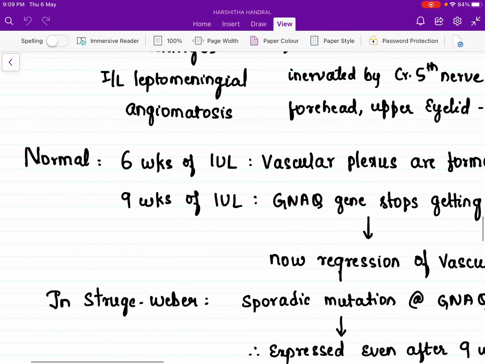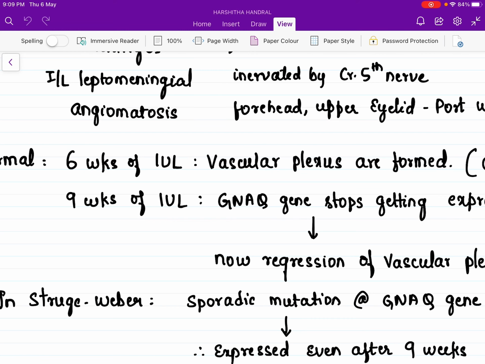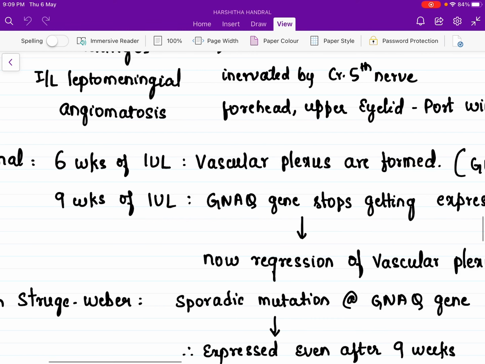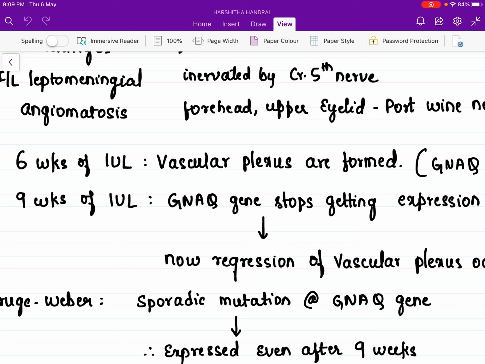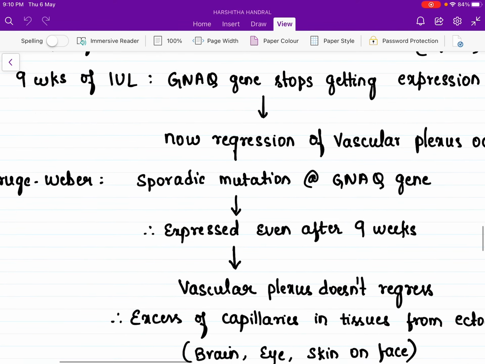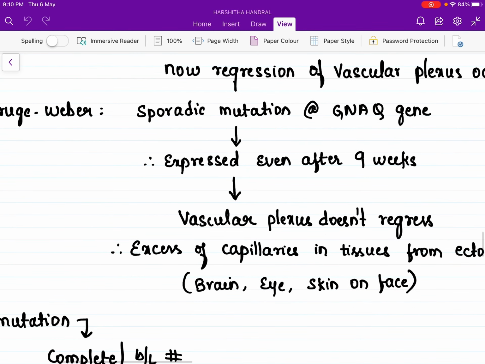So we should know that in the normal individual at the 6th week of intrauterine life, vascular plexus are formed. The gene associated with it is GNAQ. In the 9th week of intrauterine life, this GNAQ gene stops getting expressed. Whenever GNAQ stops its expression, there is vascular regression, so the vascular plexus regresses. However, in Sturge-Weber syndrome, there are sporadic mutations of the GNAQ gene. Therefore, they continue to express even after the 9th week.